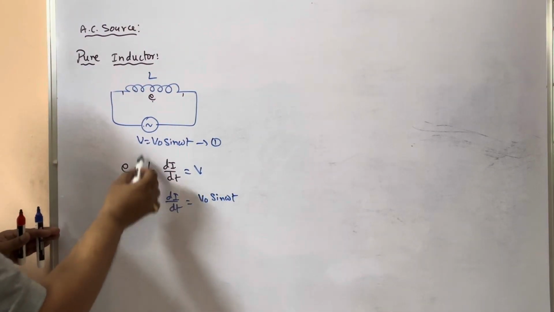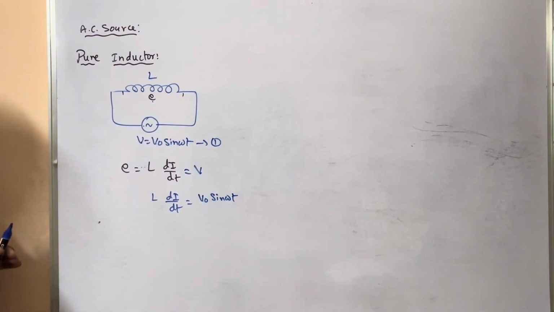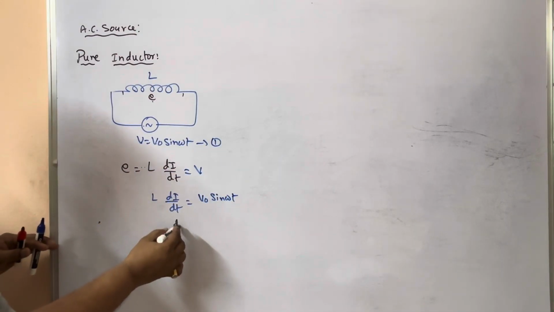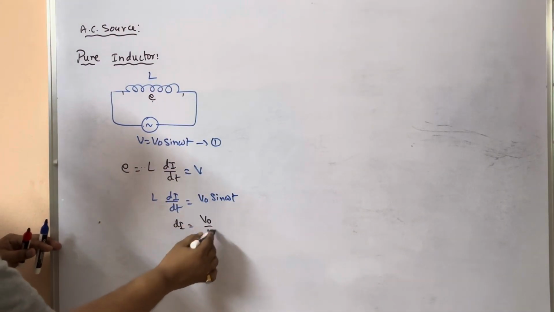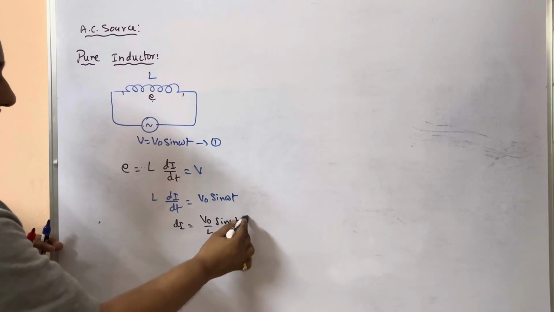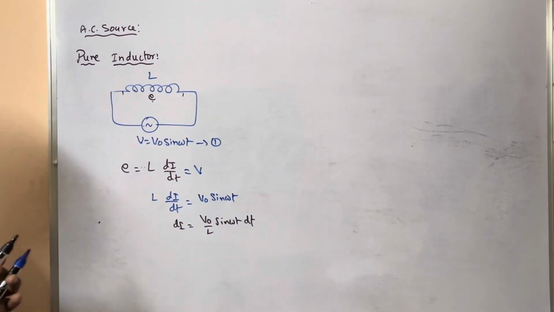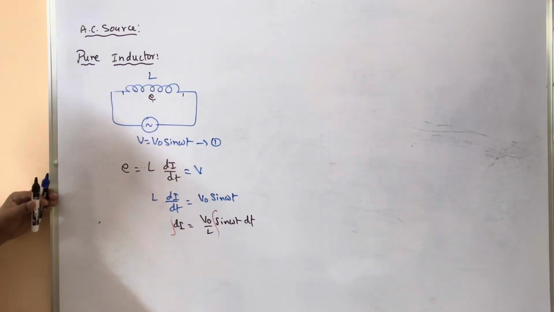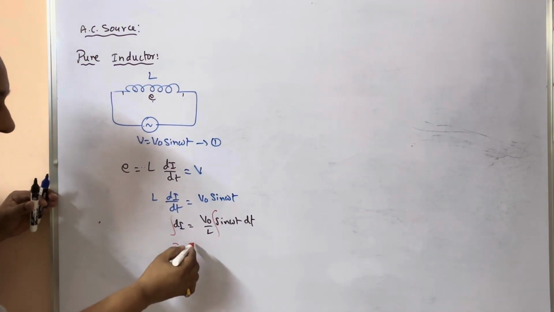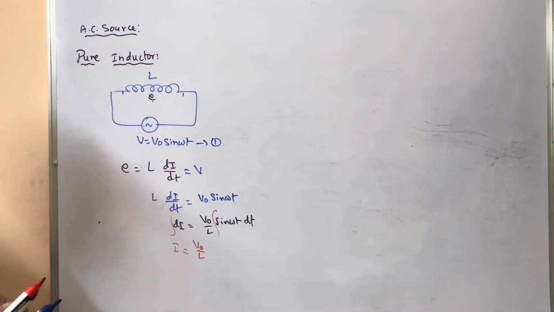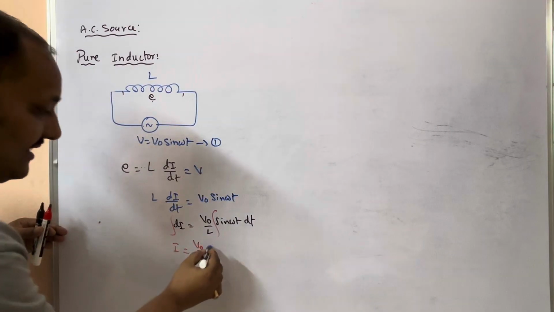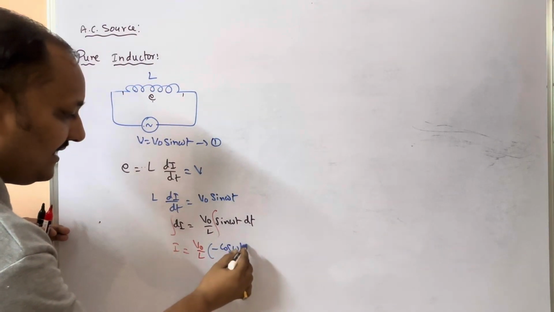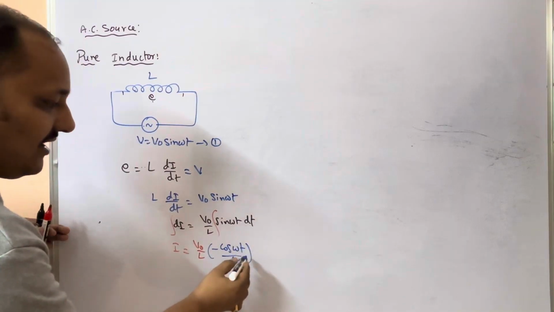Here the negative sign just opposes, therefore we are not taking it, only the magnitude. Next, di is equal to V naught by L sin omega t dt. So if you want to get the current passing, you have to do integration. Integral di is nothing but I. So V naught by L, integral sin omega t. Integral sin omega t is minus cos omega t by omega.